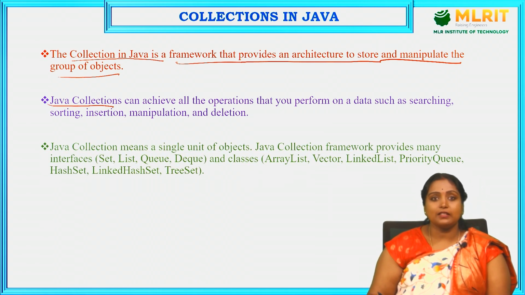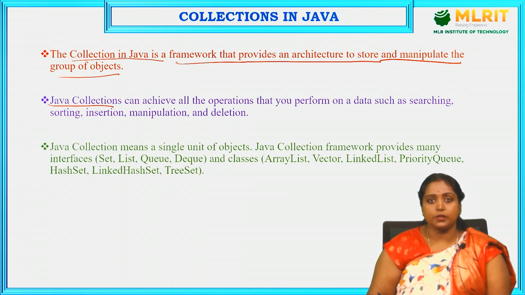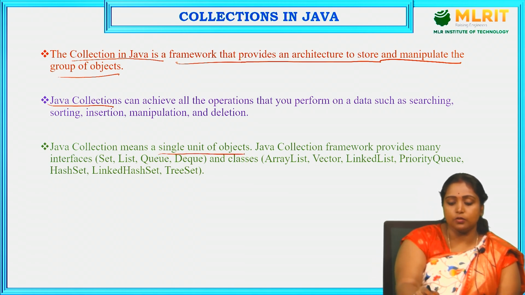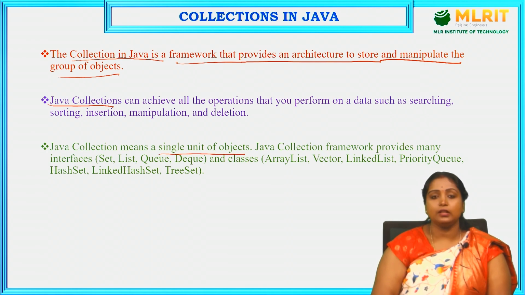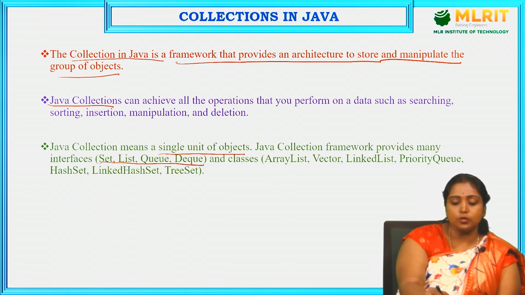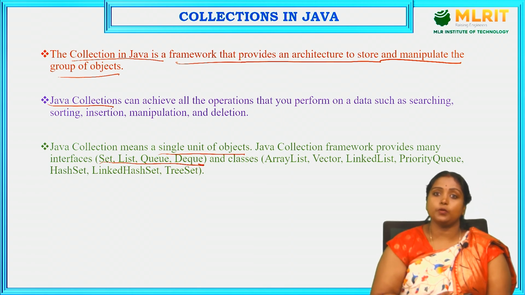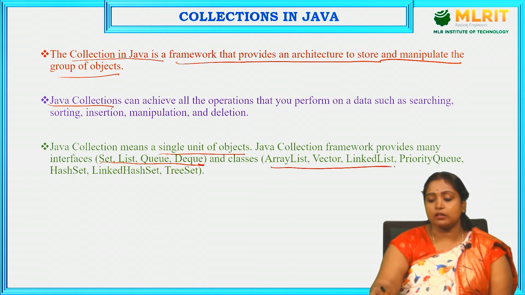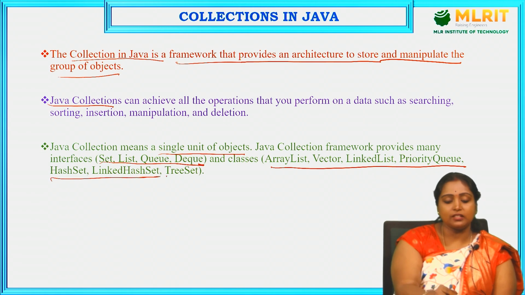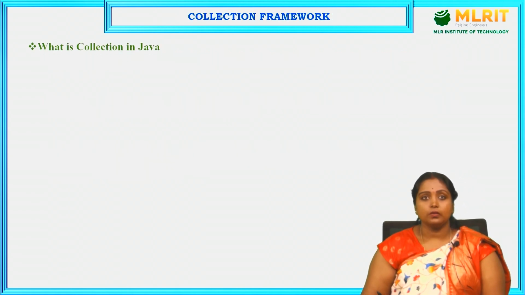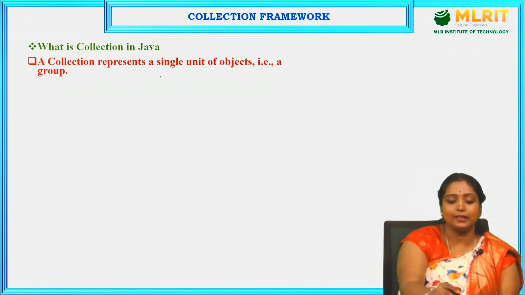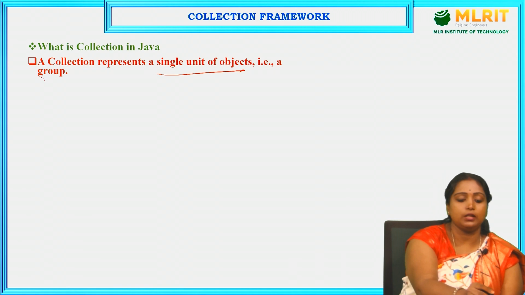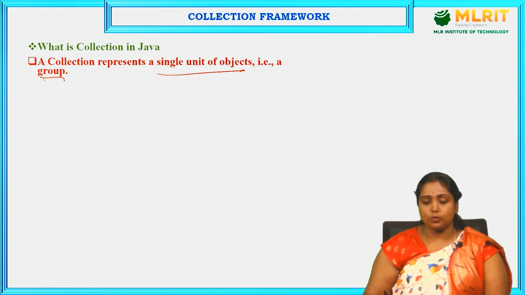Java collection means a single unit of objects, and the Java collection framework provides many interfaces like Set, List, Queue and Deque, and many classes like ArrayList, Vector, LinkedList, PriorityQueue, HashSet, LinkedHashSet, TreeSet, like that. So, what is a collection in Java? A collection represents a single unit of objects, that is nothing but a group. A group of objects is known as a collection.